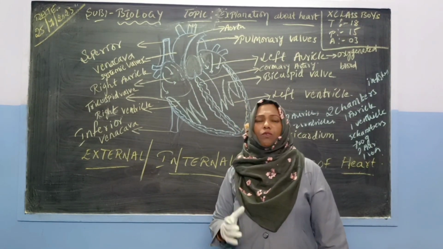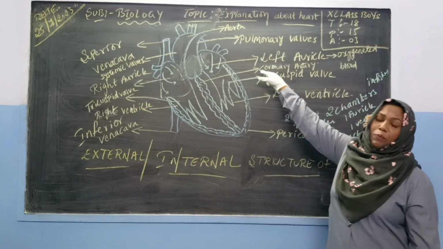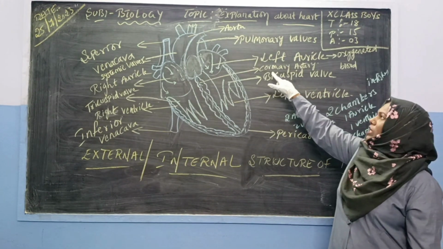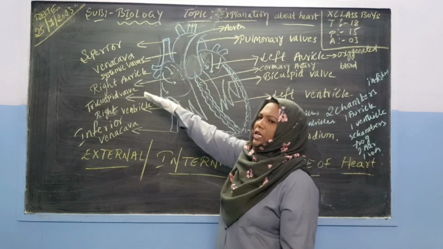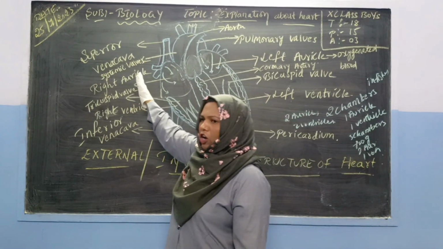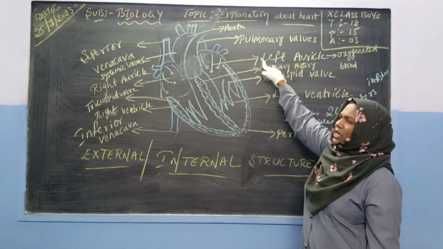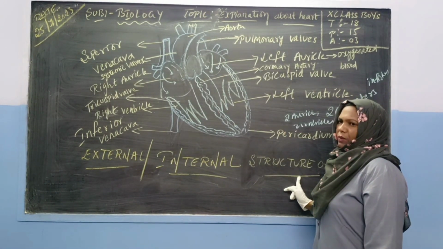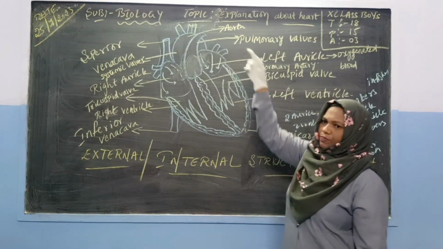Then in that also one mechanism is there: the left auricle should get pure blood only, that is, the left auricle should get oxygenated blood, and the right auricle should get deoxygenated blood. From the left auricle, the oxygenated blood opens into the left ventricle, and after that it goes to the body through the large blood vessel which is called the aorta.